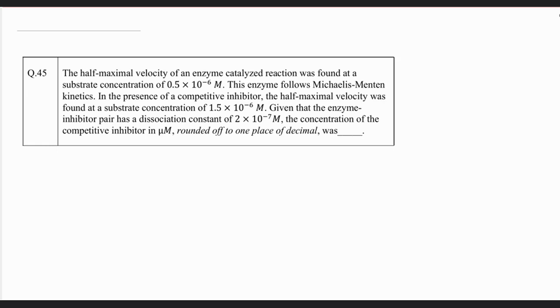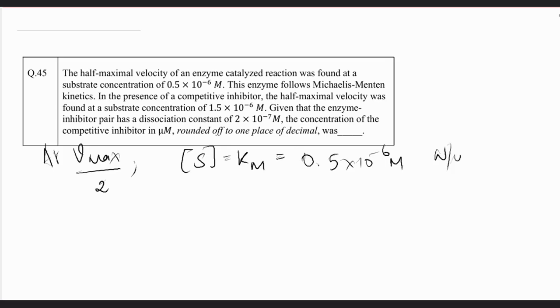First of all, this is Michaelis-Menten kinetics. So it is very important that you know how to use this in biochemistry problems. It's going to be a sure shot question in any GATE paper or any biology competitive exam. Here, at half maximal velocity, so at Vmax by 2, we know that substrate concentration is equal to Km if there is no inhibitor. And here, at Vmax by 2, the substrate concentration was found to be 0.5 into 10 power minus 6 molar. So that is equal to Km. This is without inhibitor, right?